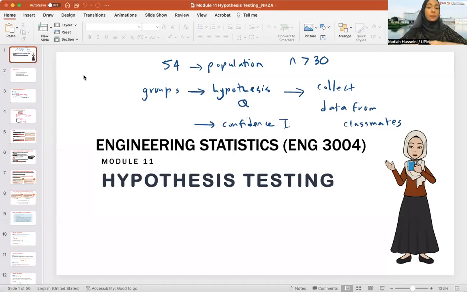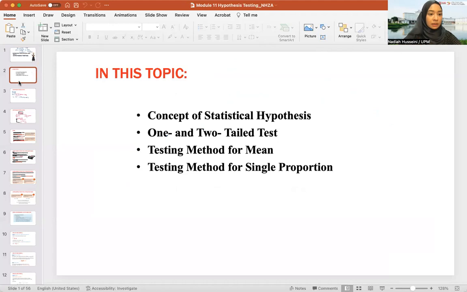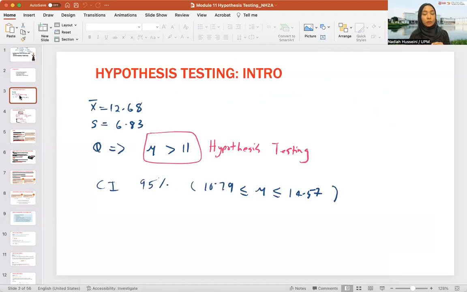Okay, so let's continue with hypothesis testing. Yesterday, we talked about what hypothesis testing in general was. Initially, we had a sample mean of 12.68 and a sample standard deviation of 6.83, and we wanted to know if the population mean was greater than 11. This was the hypothesis. Is the population mean greater than 11?